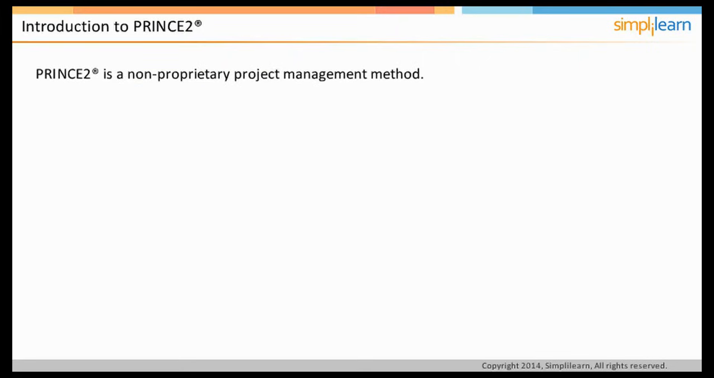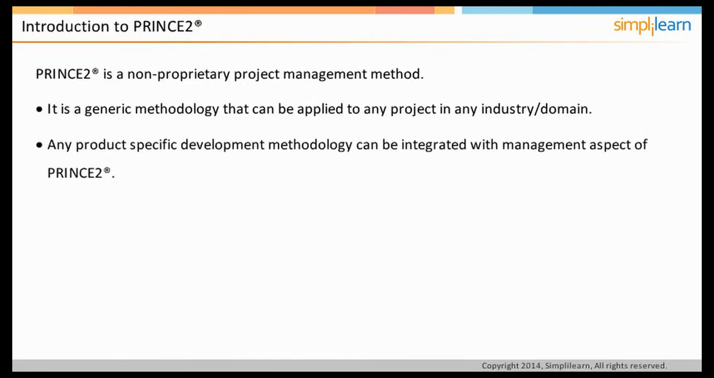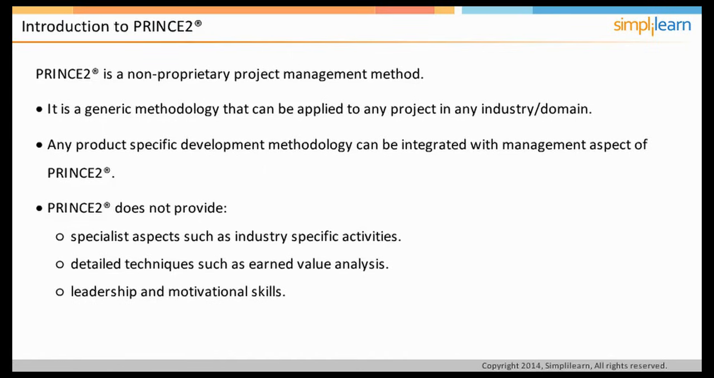PRINCE2 is a non-proprietary project management method. This means a license fee need not be paid to any person or organization for using the standards in the project. It is a generic methodology that can be applied to any project in any industry or domain, irrespective of project scale, type, organization, geography, or culture. Any product-specific development methodology can be integrated with the management aspect of PRINCE2. It is a widely accepted method for managing projects. Note that PRINCE2 does not provide specialist aspects such as industry-specific activities, detailed techniques such as earned value analysis, and leadership and motivational skills. In the next screen, we will list the 6 aspects of PRINCE2.